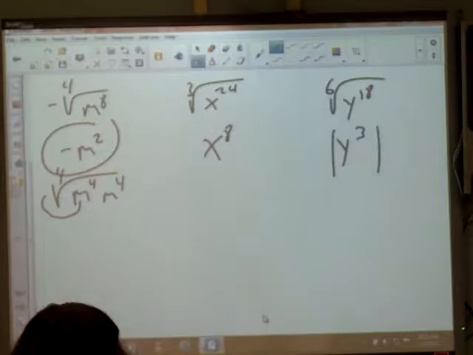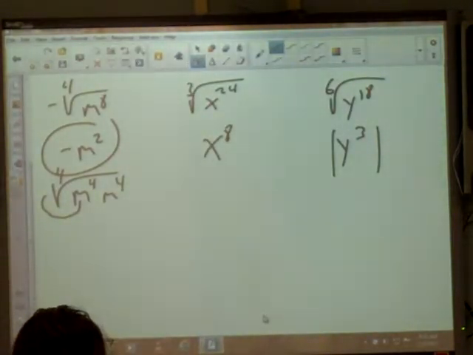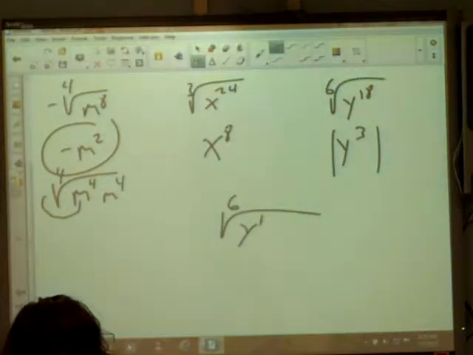What happens if it's not divisible? What do you do? Put it in fraction. No. Let me see if we have one of those today. I don't think we get to that today. We'll do one. Just because we're talking about it, let's look at the sixth root of y to the 19th.